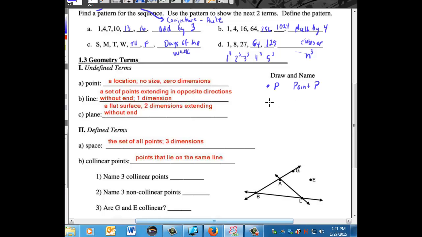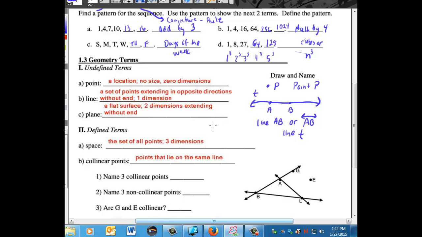A line is going to extend in opposite directions without end. So a line is going to continue on forever. We need at least 2 points. Let's put point A and point B. And the way that I show this is I can say that this is line AB. We show it with arrows on top. That's line AB. Or I could say line BA. Okay. So there are 2 ways that we can name a line. Or I could put a T up here, and I could say that this is line T. So again, there's more than one way to label a point, more than one way to label a line.